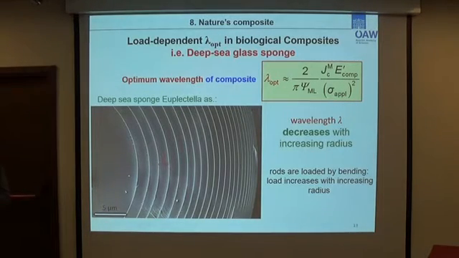So at the end, I have to mention that as we found that the optimum wavelength is load dependent, it means that by increasing the load, the wavelength decreases. The interesting thing is that we can see this also in nature. This figure shows a cross-section of the rod of Deep Sea Venus Flower Basket sponge. As you can see for this natural composite, the wavelength decreases with the radius of the rod. And as we know, the rods are under bending, and in bending, load increases with the radius. So it means also in nature, the wavelength of the composite decreases when the load increases, which is in agreement with our finding.